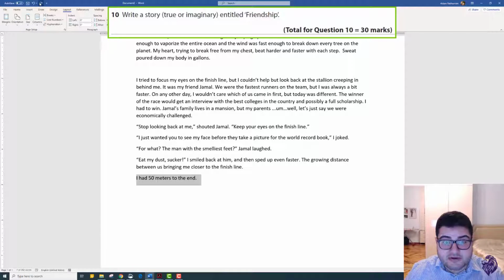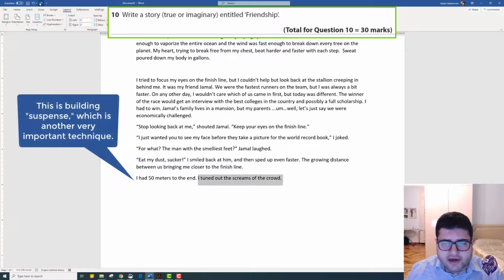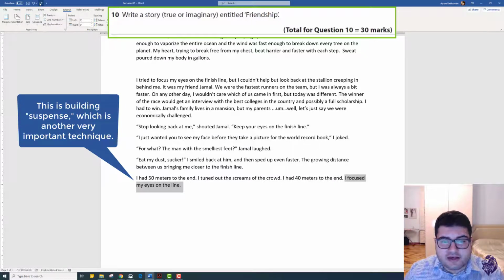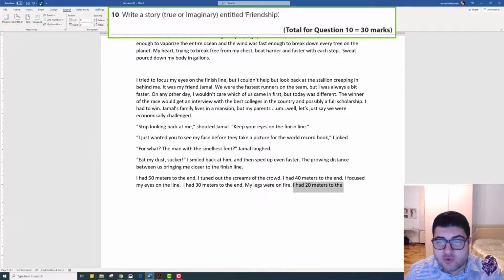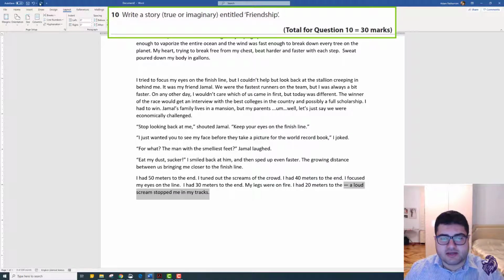I had 50 meters to the end. I tuned out the screams of the crowd. I had 40 meters to the end. I focused my eyes on the line. I had 30 meters to the end. My legs were on fire. I had 20 meters to the... A loud scream stopped me in my tracks.